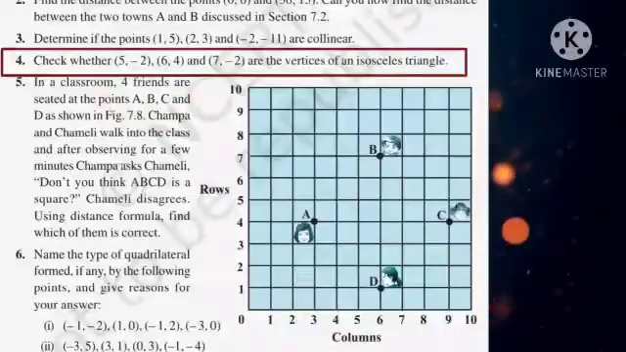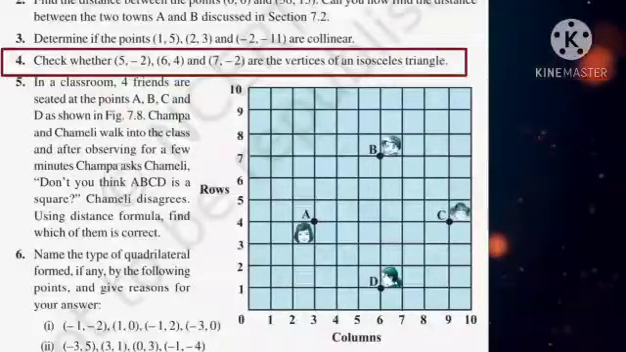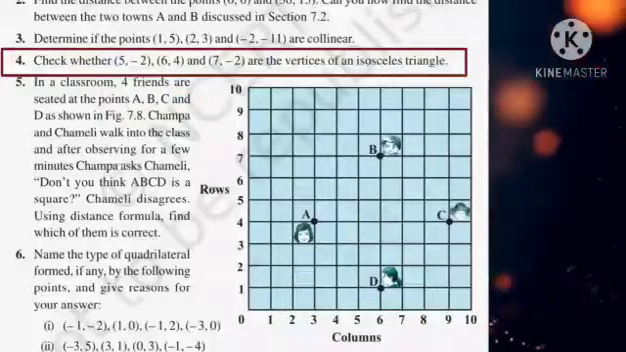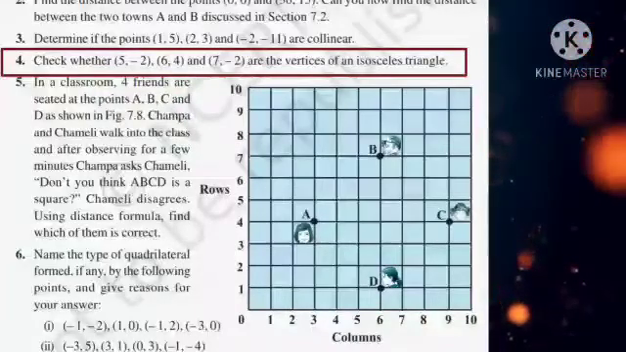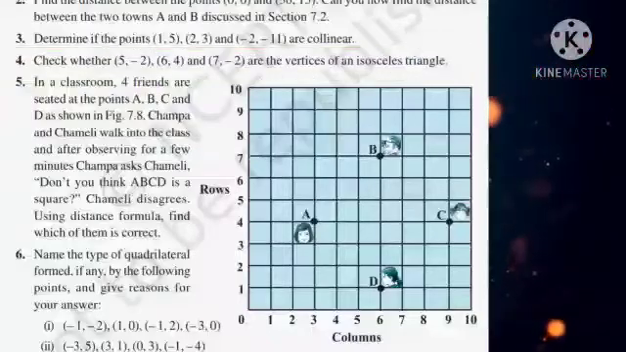In question number 4, we have to check whether the given 3 points whose coordinates are 5, minus 2, 6, 4 and 7, minus 2 are the vertices of an isosceles triangle. Let us try to find that.